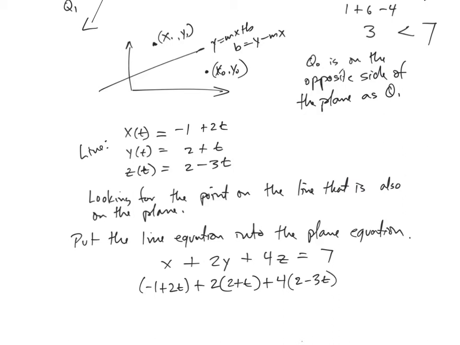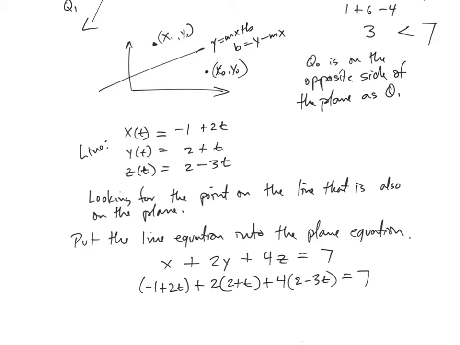Okay? So the things in the parentheses are the x, y, z coordinates of a point on the line. They're equal to these. That's got to be equal to 7 for that point to also be on the plane. The coordinates of this point on the line must satisfy the plane equation for this point Q that's both on the line and on the plane.